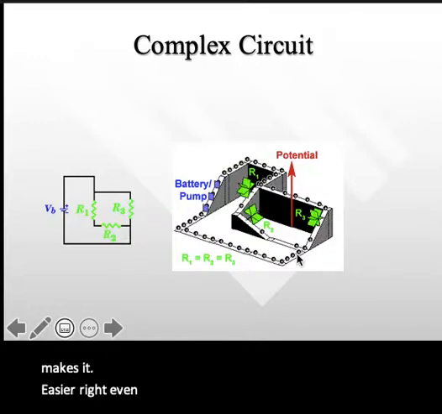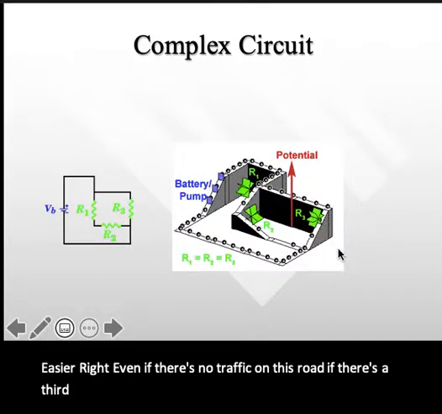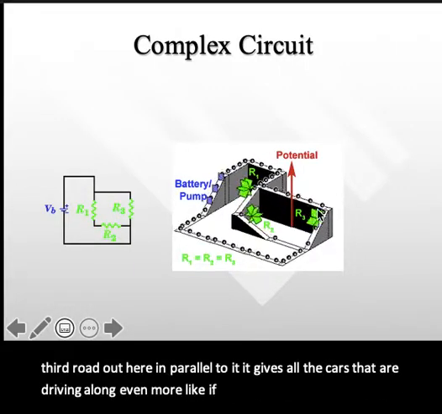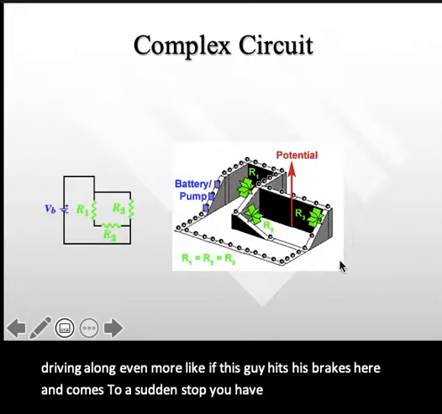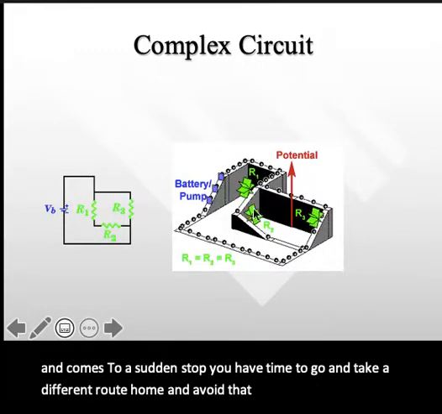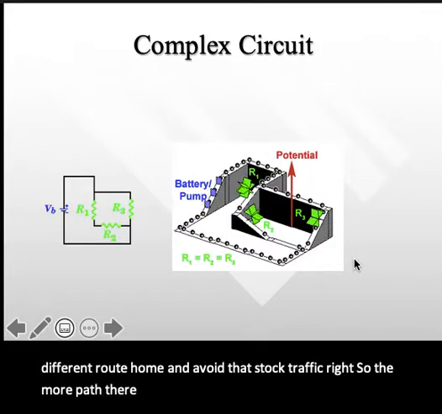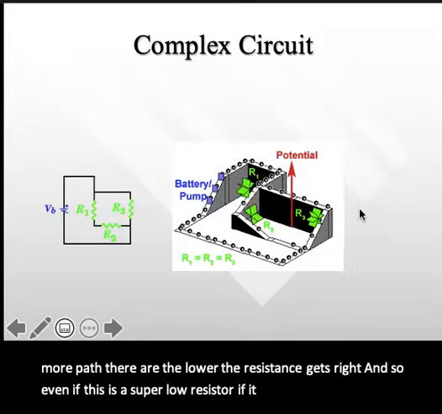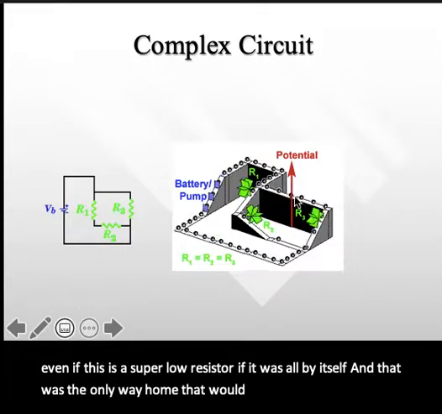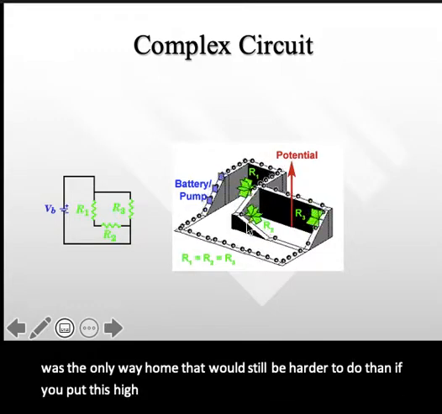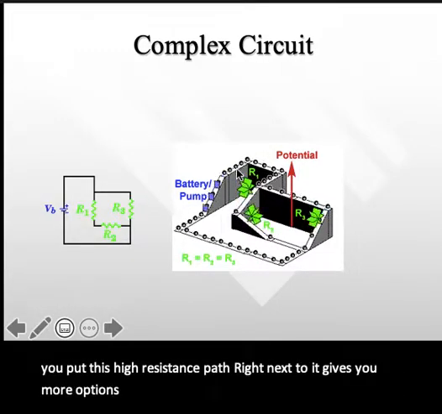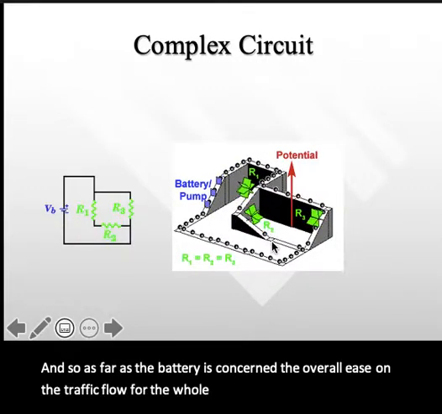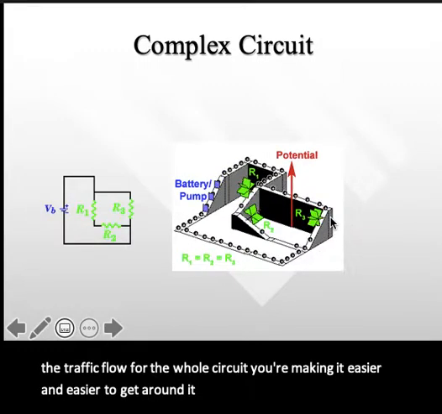Even if there's no traffic on this road, if there's a third road out here and parallel to it, it gives all the cars that are driving along even more options. Like if this guy hits his brakes here and comes to a sudden stop, you have time to go and take a different route home and avoid that stopped traffic, right? So the more paths there are, the lower the resistance gets, right? And so even if this is a super low resistor, if it was all by itself and that was the only way home, that would still be harder to do than if you put this high resistance path right next to it. It gives you more options, right? And so as far as the battery is concerned, the overall ease on the traffic flow for the whole circuit, you're making it easier and easier to get around and around, even when you add a high resistor in parallel, right?